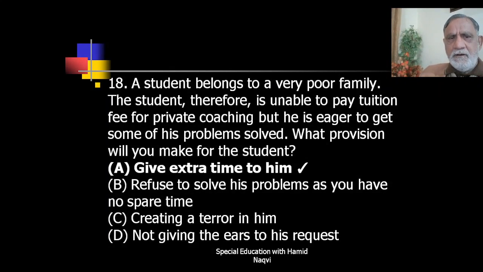Next question is, a student belongs to a very poor family. The student, therefore, is unable to pay tuition fee for private coaching, but he is eager to get some of his problems solved. What provision will you make for the student? Give extra time to him, refuse to solve his problems, create a terror in him, or not give ears to his request. The answer is the first one, that is, give extra time to him.